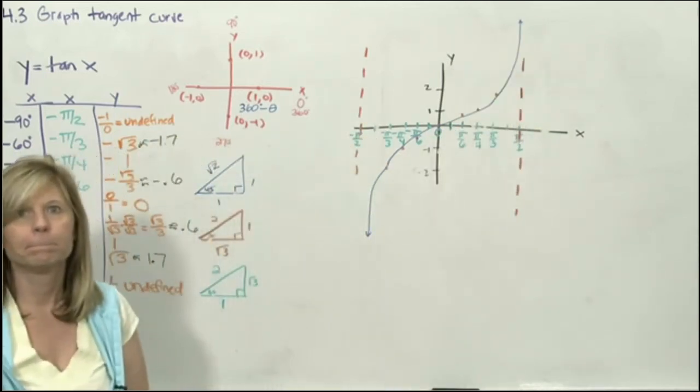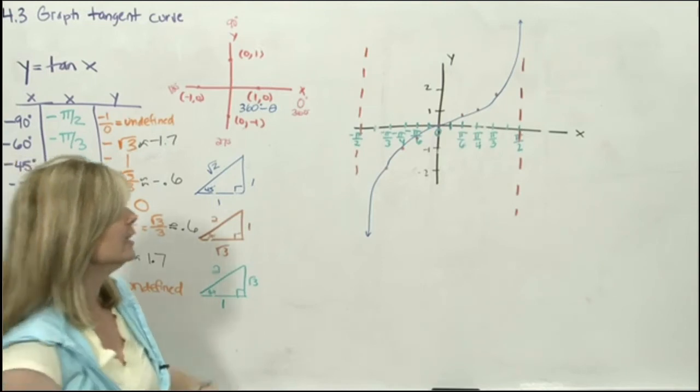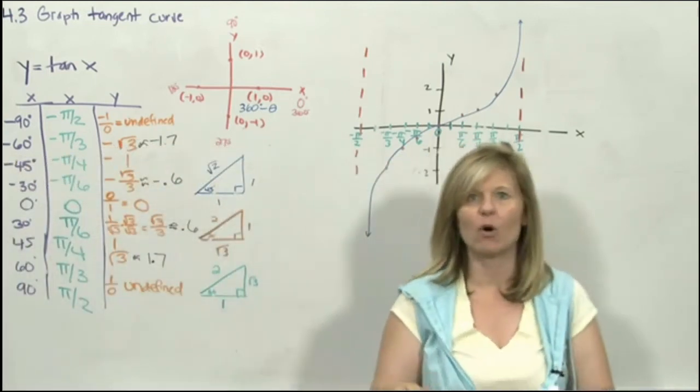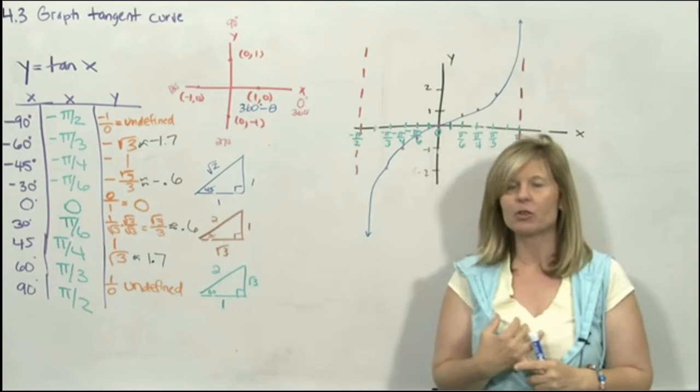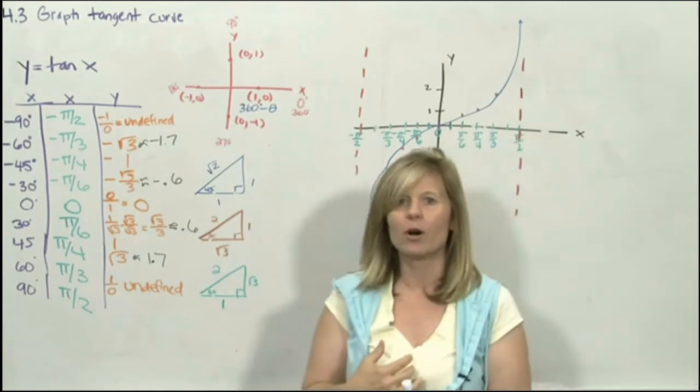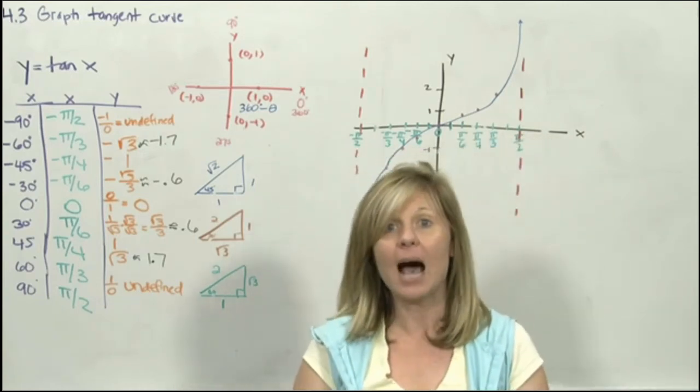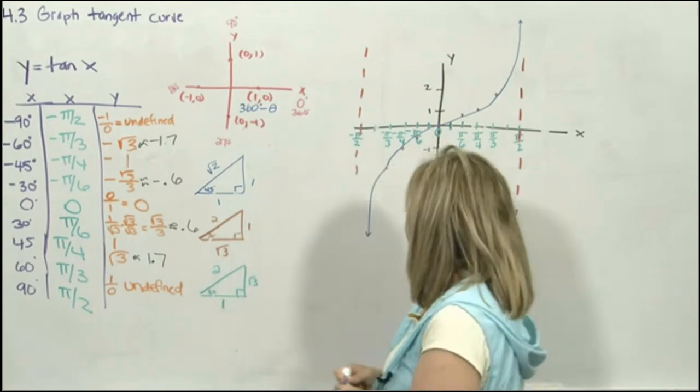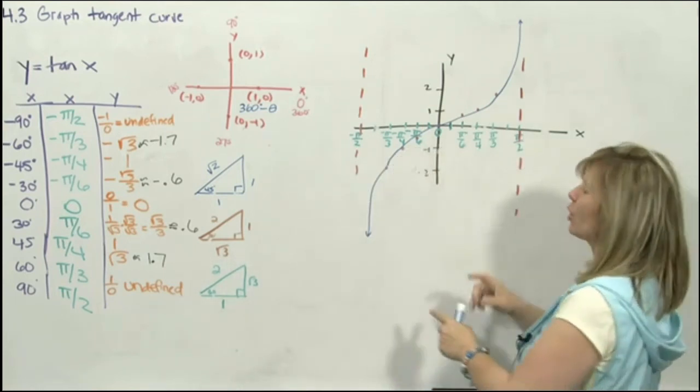Okay? That's what a tangent curve looks like. Now to discuss some vocabulary we've already talked about. We've talked about the word amplitude. What does the word amplitude mean? It means height.